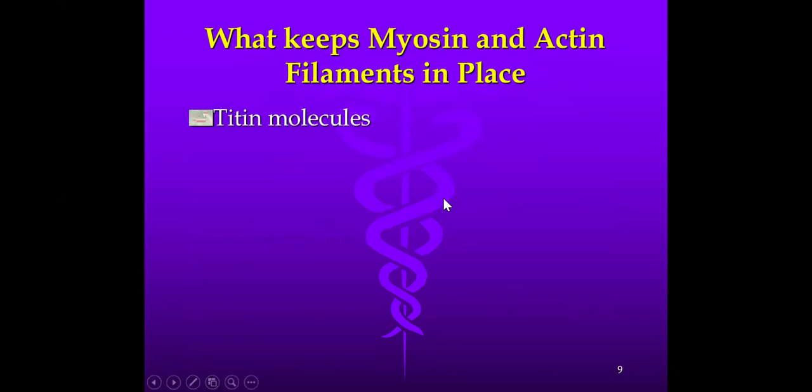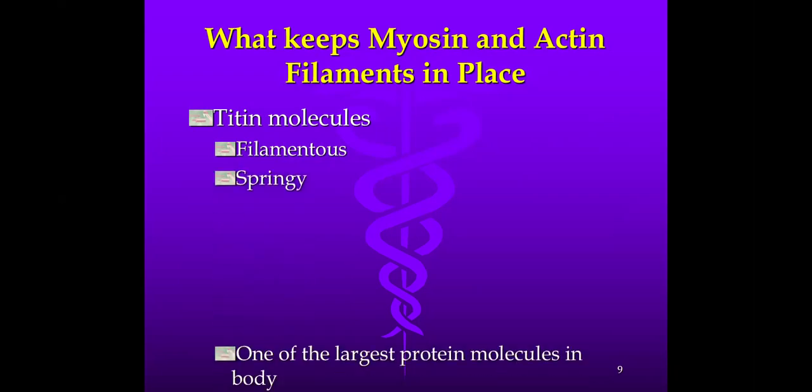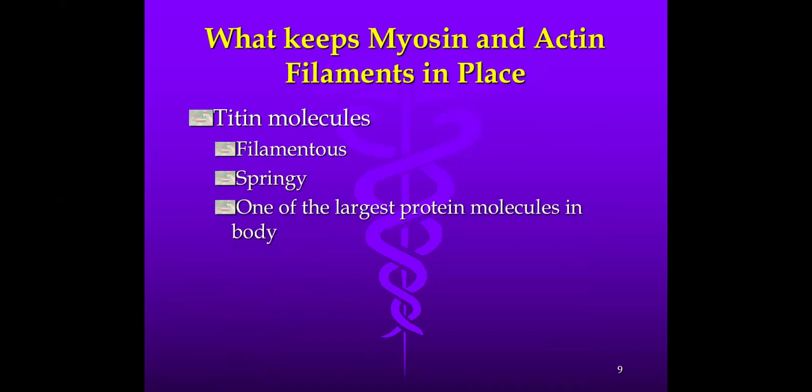Now the question arises: why are actin and myosin so stable in their place in this sarcomere, why is there no instability? So the answer is the titin molecule. Basically, the titin molecule is not a contractile molecule, unlike actin and myosin. It is another protein in nature which provides strength and anchoring to the actin and myosin, specifically the actin molecule. They are also filamentous in nature, and they are springy and one of the largest protein molecules in the body.